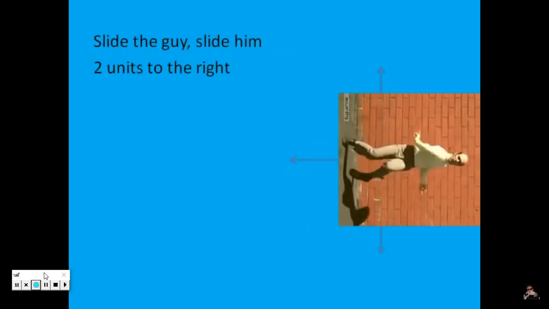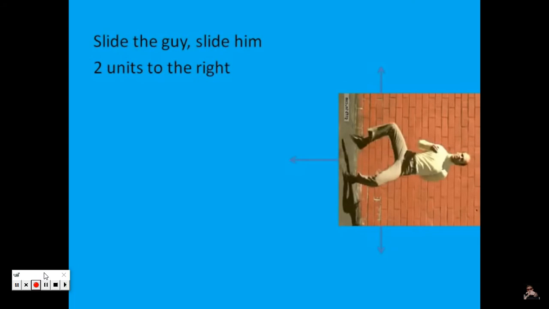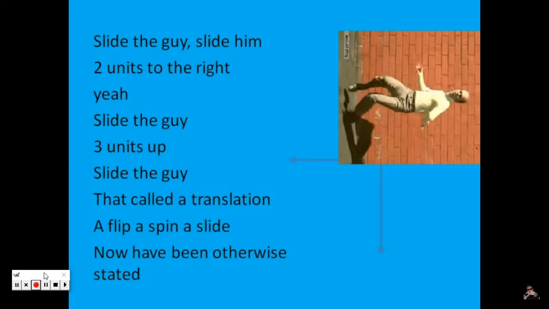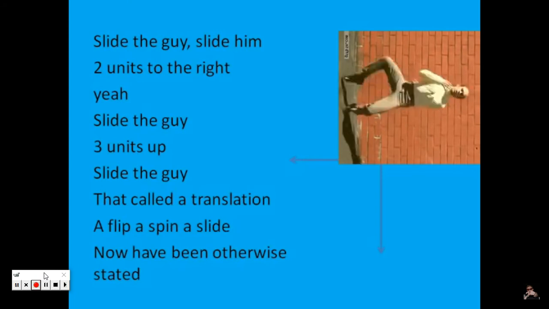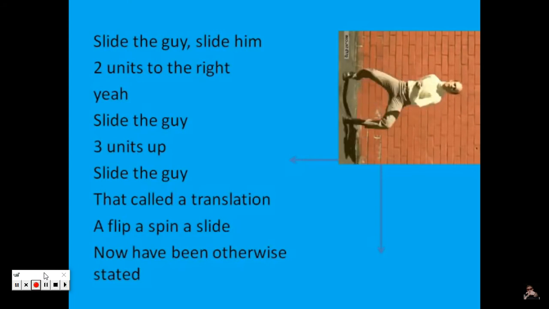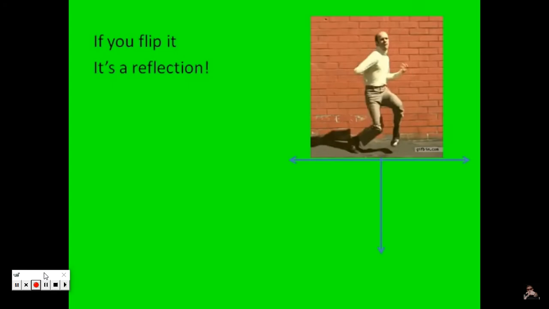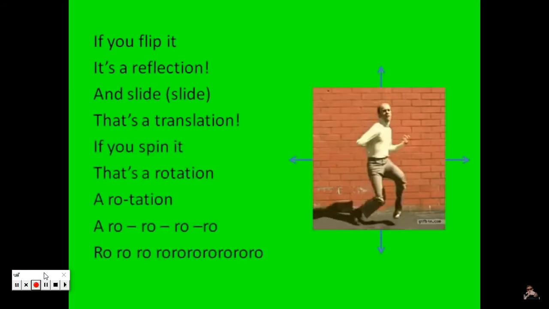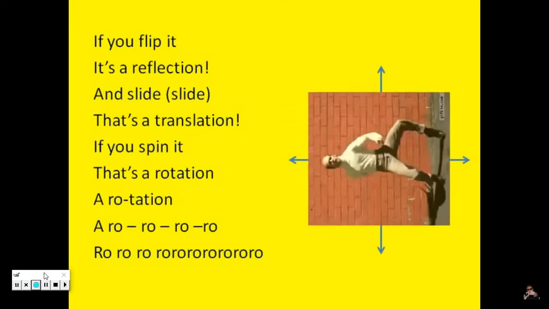Slide the guy, sliding 2 units to the right. You slide the guy, 3 units up, I tell you. Slide the guy, that's called the translation. A flip, a spin, slide now, in a rotation. It's a reflection, and slide, there's a translation. If you spin, it's a rotation.